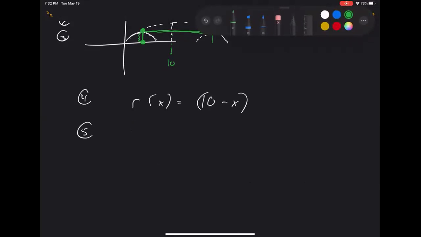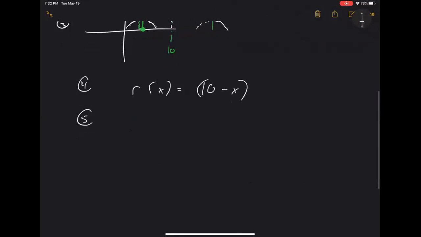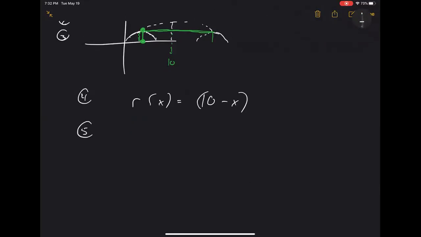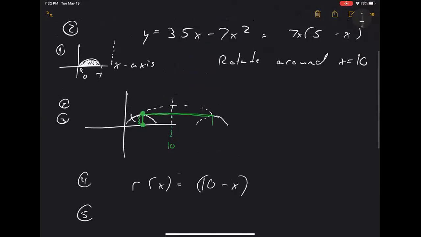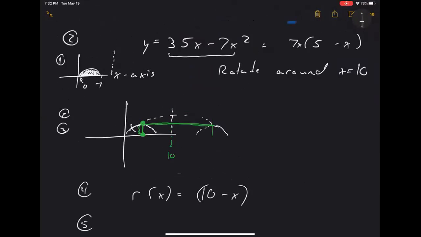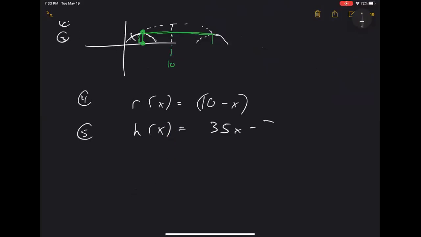Since we've rotated around a vertical line, my guidelines for cylindrical shells tell me I need to integrate in terms of x. So even though this distance is the y-coordinate, I need to write that in terms of x. How do I do that? Well, it's given to me by this equation here: y equals 35x minus 7x squared. So my height, which is my y-coordinate, can be written in terms of x as 35x minus 7x squared.